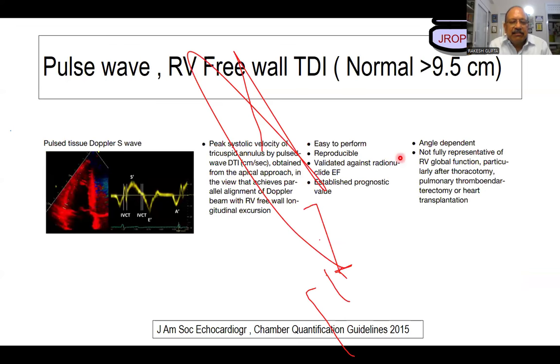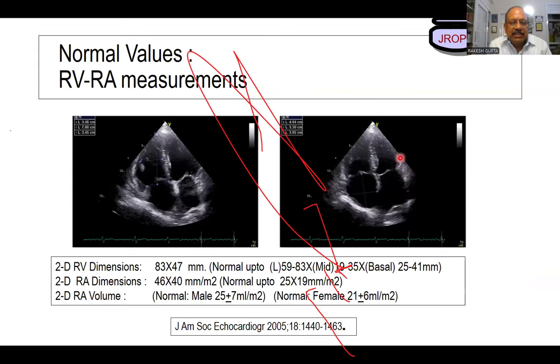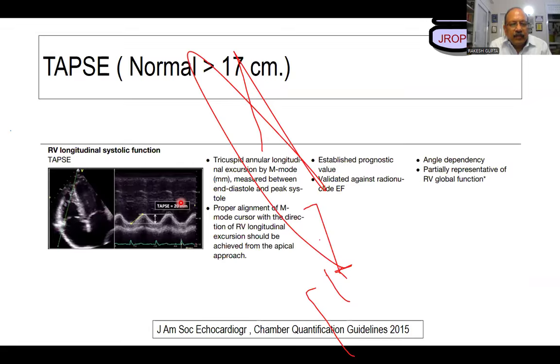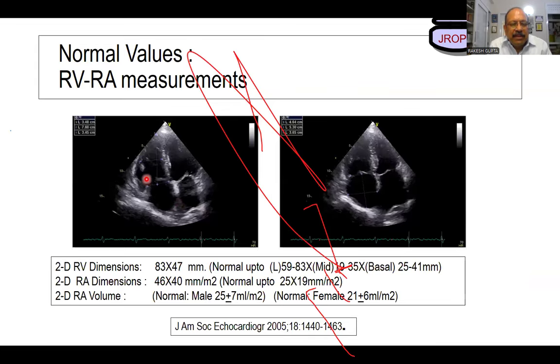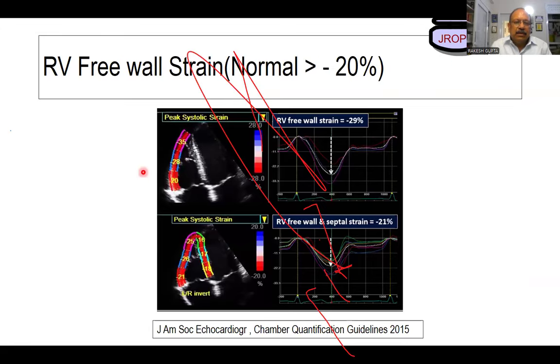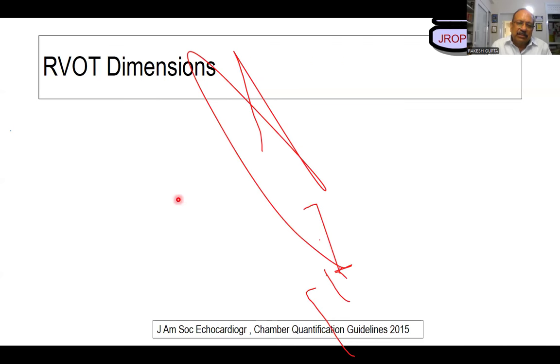Fractional area change. We very easily calculate the fractional area change. We measure RV in diastole. We measure RV in systole. What is the percentage of fractional area change that happens? That is fractional area change. More than 35 is considered normal. Then RV free wall strain is not concerned with you. This is another method of looking at RV systolic functions.